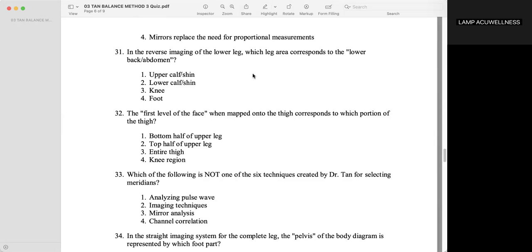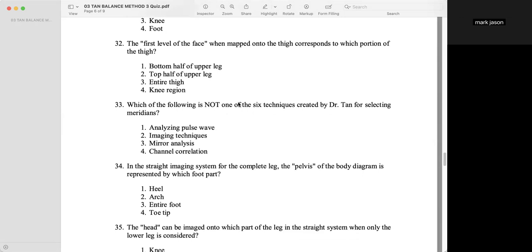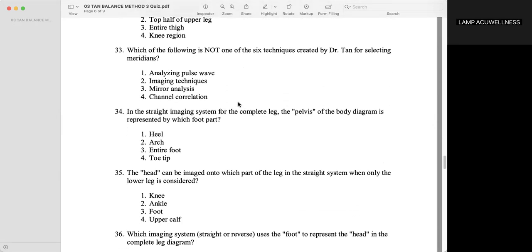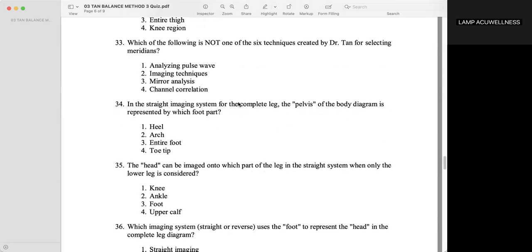Upper calf shin. The first level of the face when mapped onto the thigh corresponds to which portion of the thigh? Number 2, top half of upper leg. Which of the following is not one of the 6 techniques created by Dr. Tan for selecting meridians? Number 1, analyzing pulse wave.